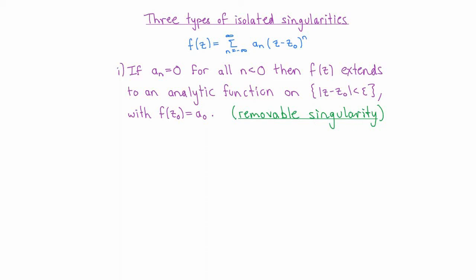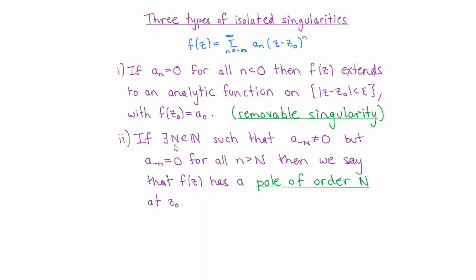If some of the a_n's with n less than 0 are not 0, then there are two things that can happen. First of all, if there's a natural number capital N such that a sub minus N is not 0, but a sub minus little n is 0 for all little n's bigger than capital N, then we say that f of z has a pole of order N at z0. This is the case when some, but only finitely many of the a_n's for n less than 0 are non-zero.